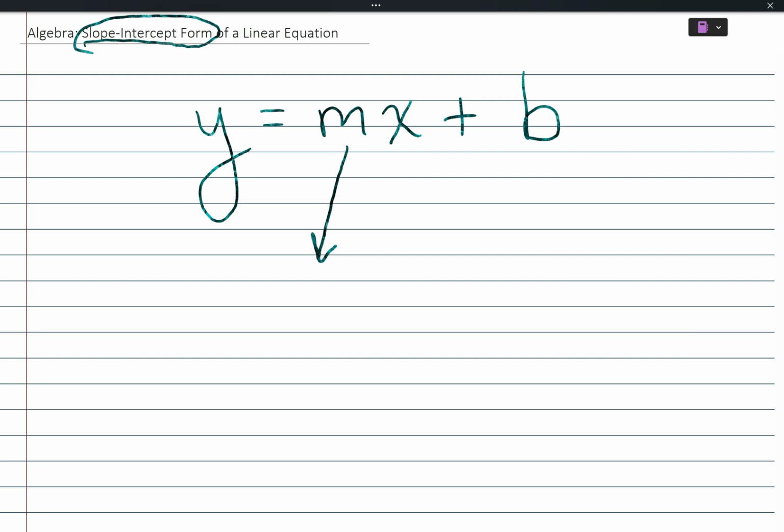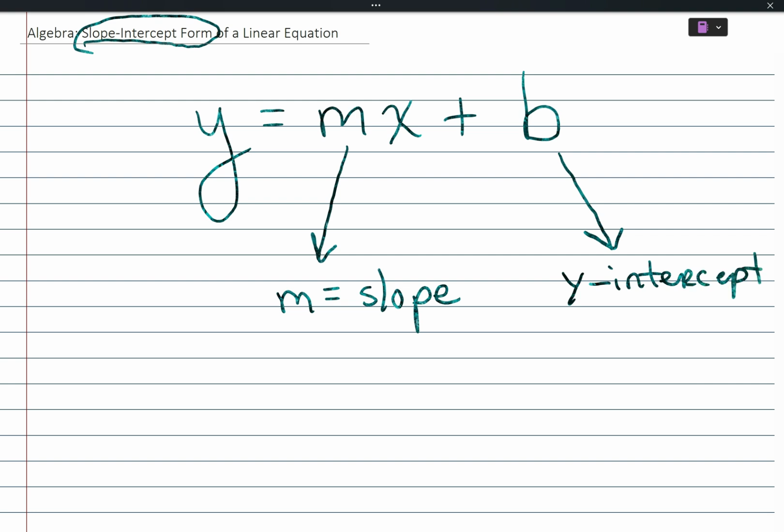Well, it's for you to know that the m stands for slope. So whenever it's in this form, the number or fraction or decimal in front of the x is the slope. The slope is not that number and the x. It's just the number, fraction, or decimal in front of the x. The b value is going to be some constant, right? It'll be an integer, a decimal, or maybe even a fraction, but usually it's just some whole number. But this is the y-intercept.